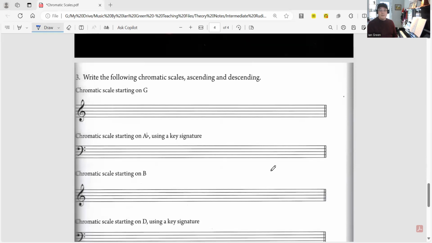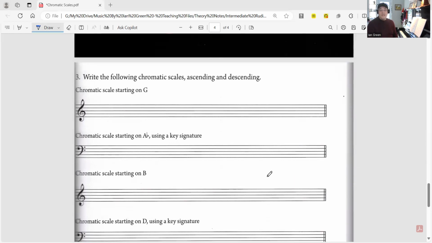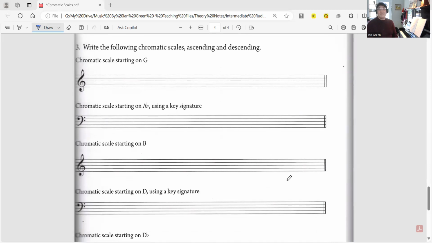Some of these two topics are a little bit tricky. So what I'm going to do as well is create another short tutorial where I'll work on a couple more of the questions on page 28 to help accompany writing chromatic scales using a key signature, to help make this a little bit more clear. So I look forward to sharing that with you very shortly.